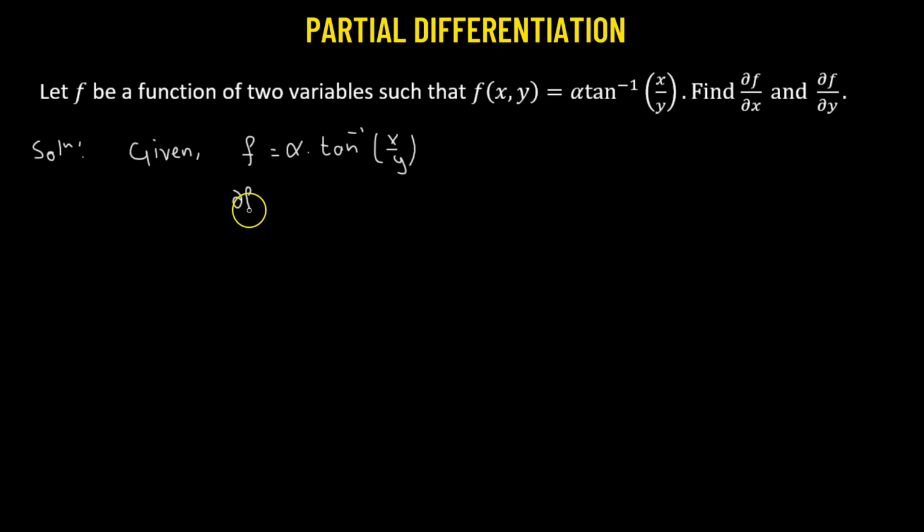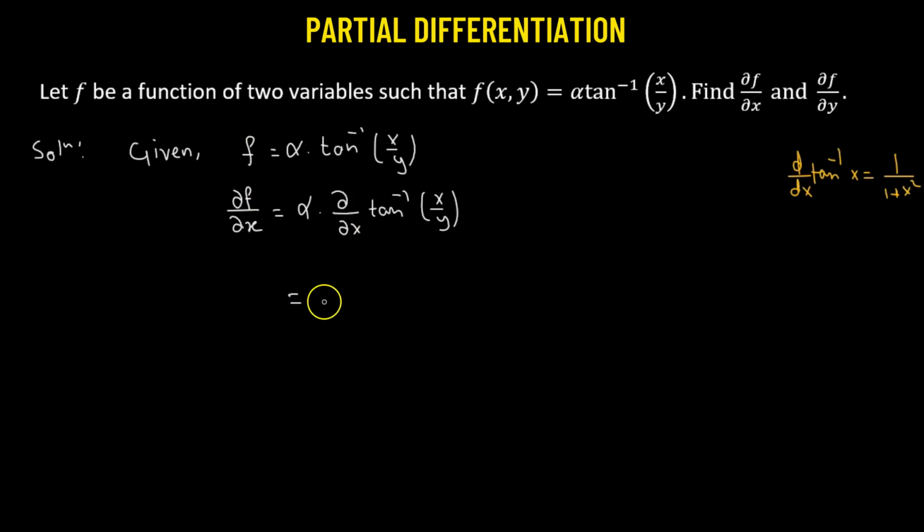Let's take the derivative of this function f with respect to x. It will be equal to alpha, being a constant, so we can take it outside and multiply it to the partial with respect to x of the inverse tangent of x over y. Now we know that the derivative of tangent inverse of x is given by 1 over 1 plus x squared. So we'll use the standard formula to find the partial derivative of the inverse tangent function, which will be 1 divided by 1 plus, so instead of x we'll have x over y and square it, and we'll also need to apply the chain rule, so we'll multiply it to the partial derivative with respect to x of x over y.